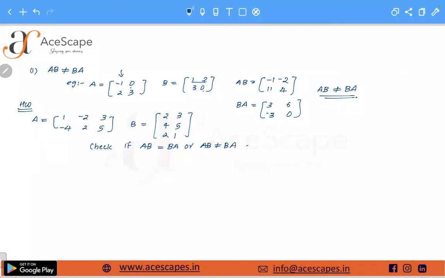Now another property of a matrix is that the transpose of AB is equal to B transpose into A transpose. This also we can try. If I have a matrix A equal to [1, -4, 3] and B equal to [-1, 2, 1], what will be AB?